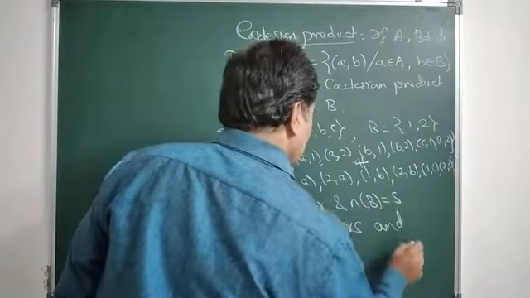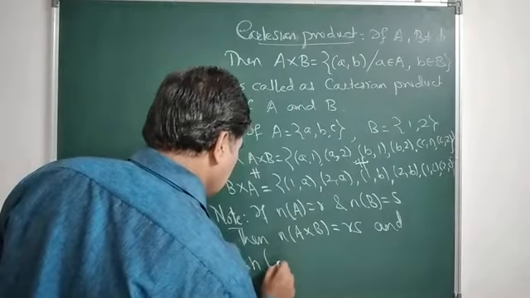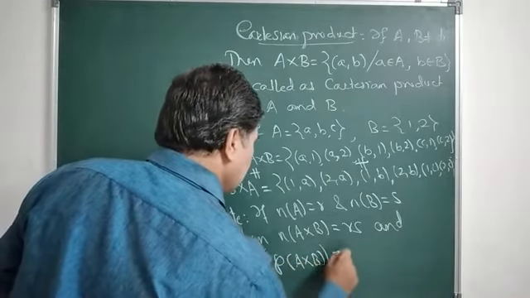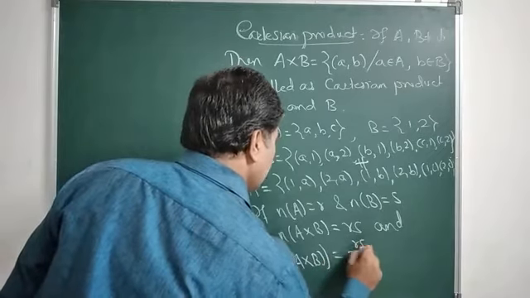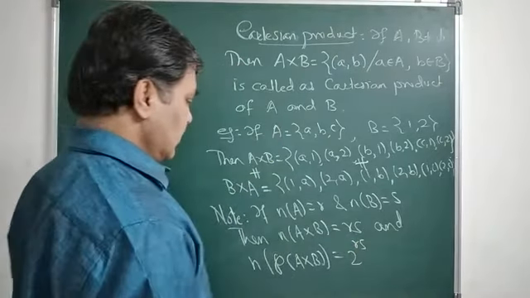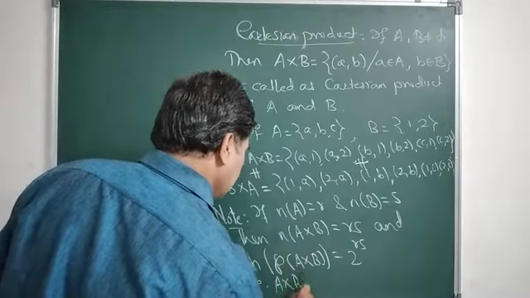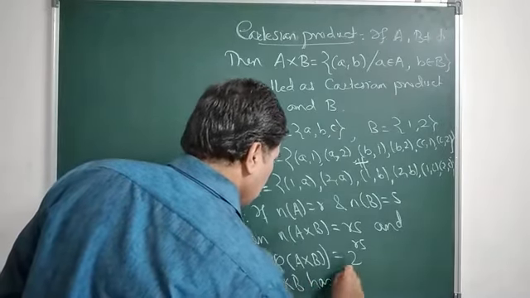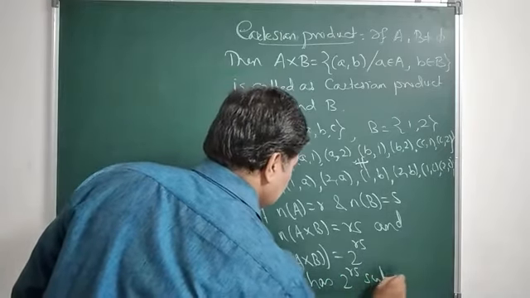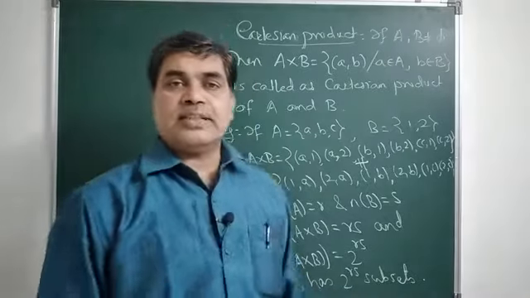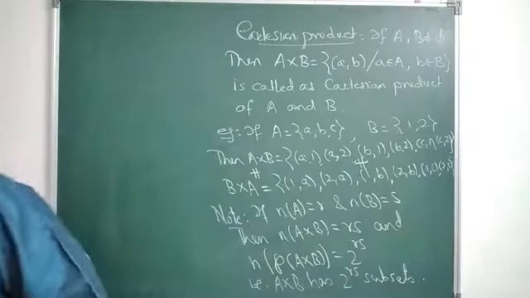And the number of elements in the power set of A cross B, by the previous result, becomes 2 raised to RS. Okay, that is, A cross B has 2 raised to RS subsets. This is the important result for relations.